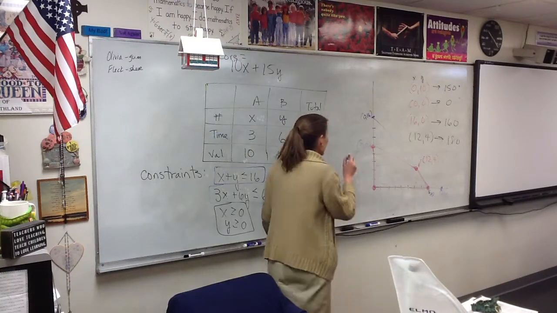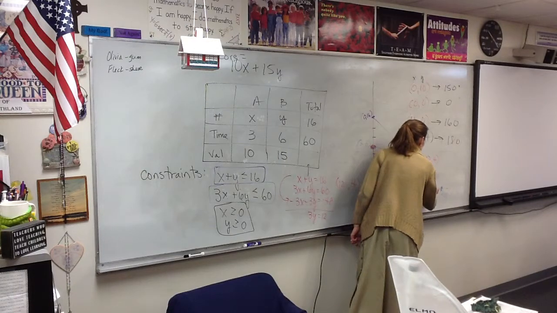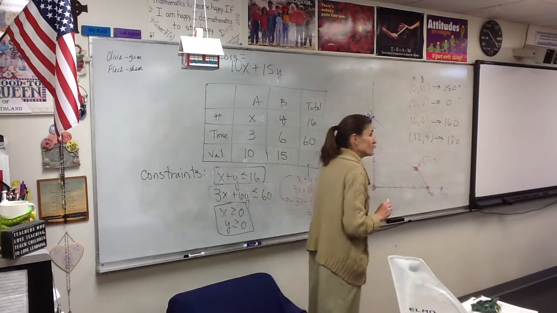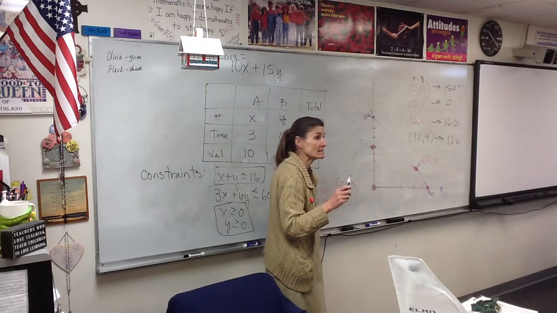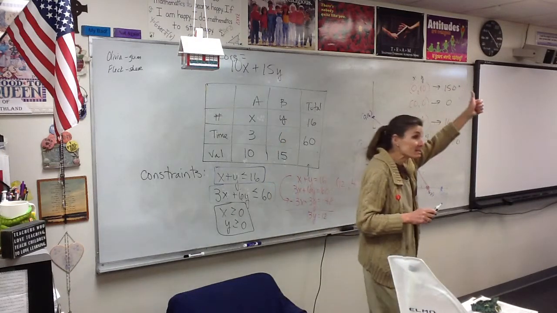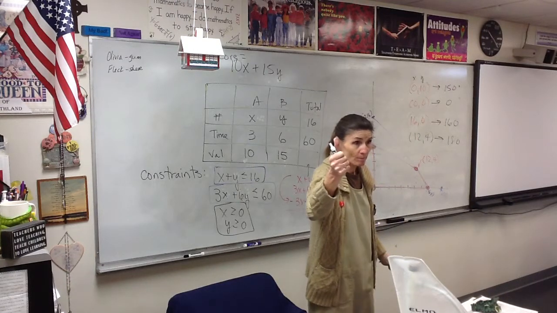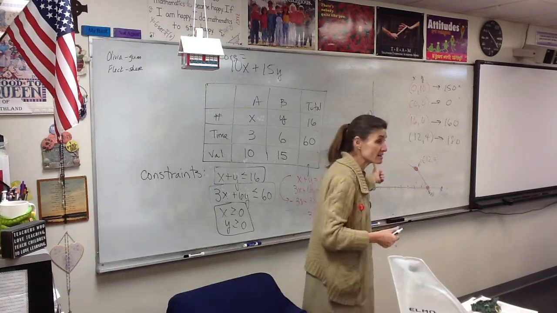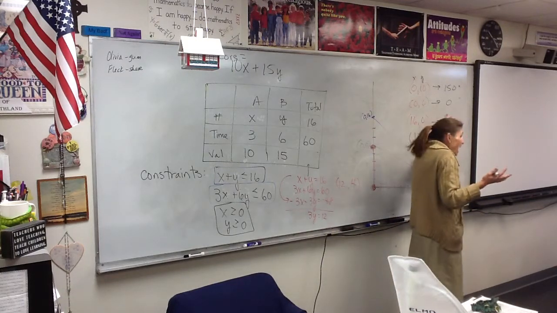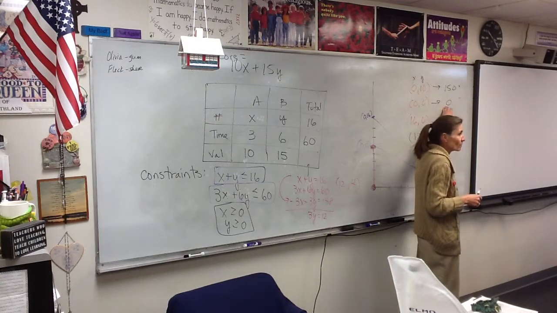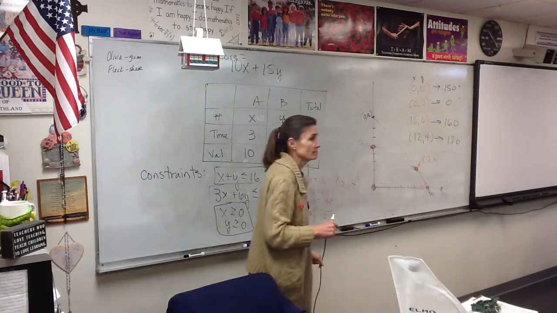The 4 corners of the picture, when you graph your equations and shade, will always give you the maximum answer and the minimum answer. So for us, the maximum score is 180, and obviously, what's the minimum score? 0. If you don't do any questions, you're not going to get any points.